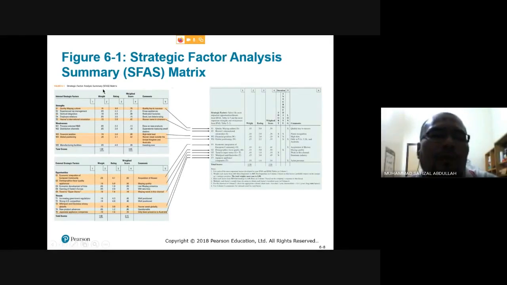This is what we call the internal strategic factors, or in other words, this is the IFAS matrix. How do I know whether this is IFAS? Easy. Look here. This is strengths. This is weaknesses. So we know that these are internal factors. Internal factors mean IFAS. I stands for internal. IFAS, internal factor analysis summary. Here is the IFAS matrix.